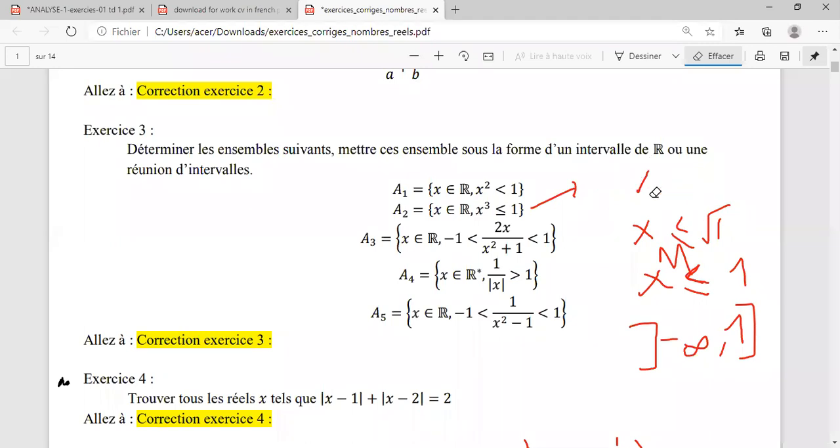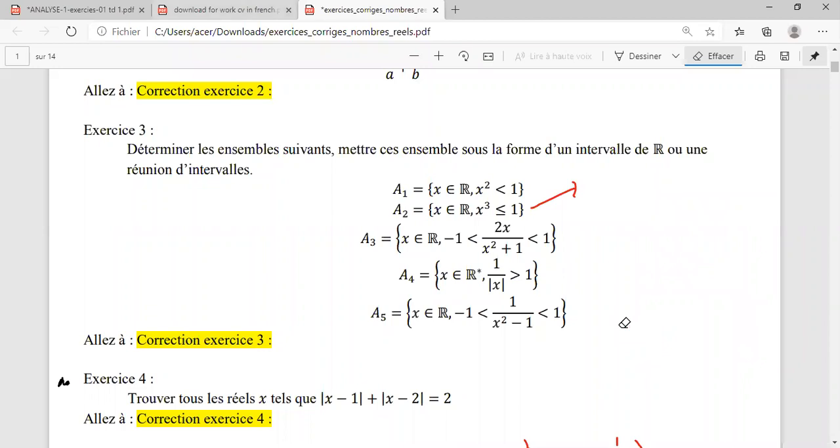Okay. We go for A3. Number 3. I want the girls to tell me the response for number 3. They have been quiet. I have a question.